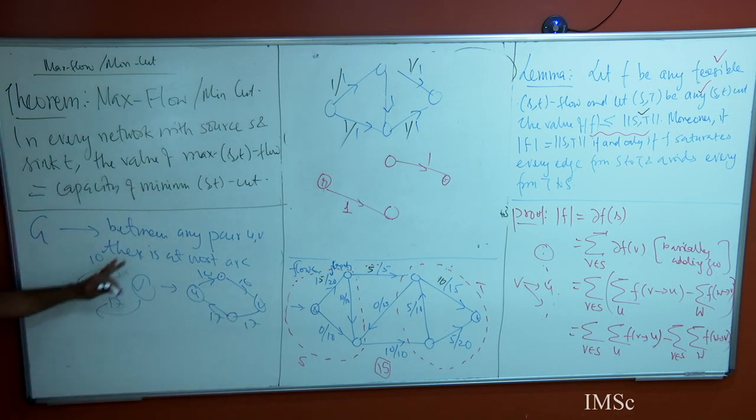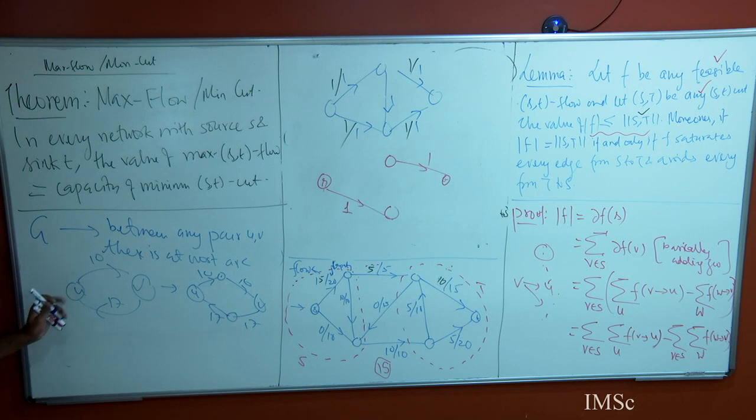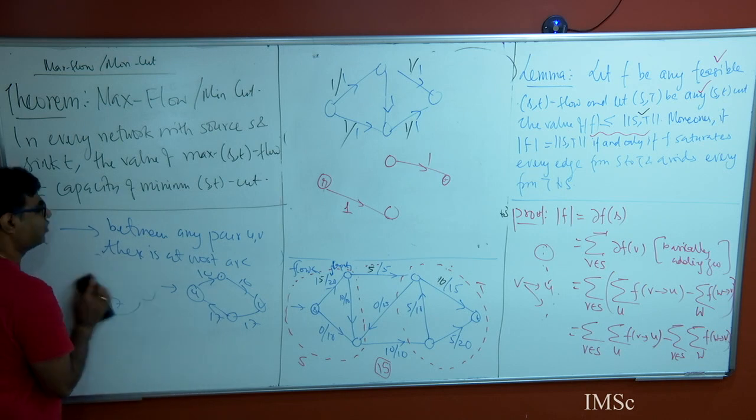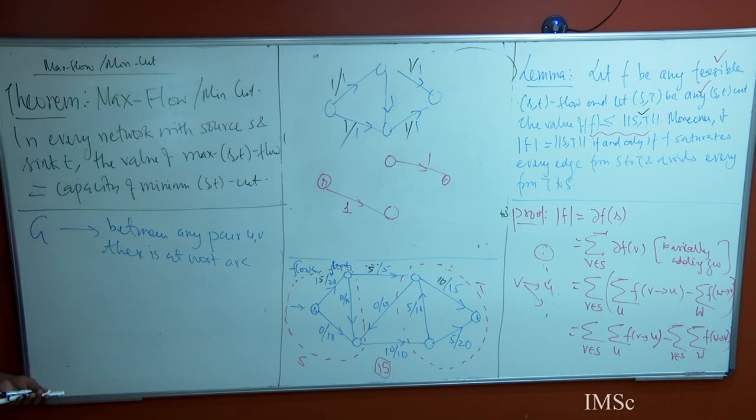So this is not something I am assuming lightly, but it will make our analysis slightly cleaner to present. So I'm going to make this assumption that between any pair U, V there's at most one arc. Otherwise we could have done this. So this is not important to understand the concepts. Okay. So how do we define the residual network?